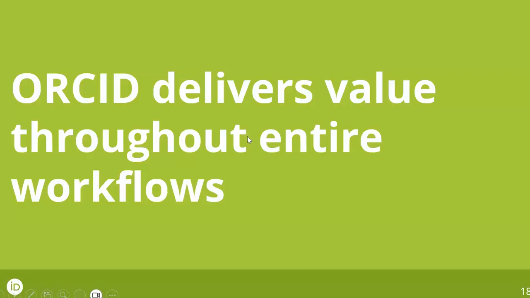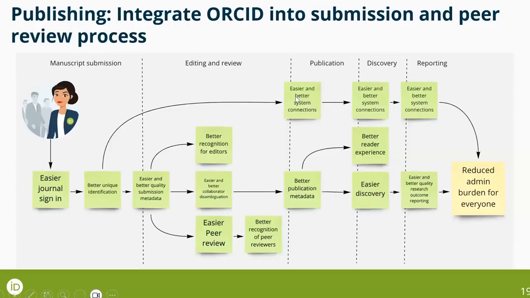So yeah. From now on, I'm going to share a bit more about using different workflows to demonstrate how ORCID delivers value. The first I want to talk about is publishing. I think publishing is definitely one of the most important for every researcher and for a lot of publishers that are very important stakeholders in the research ecosystem. So publishing integrates ORCID into the submission and peer review process. This is a diagram depicting a general publishing process from manuscript submission to editing, publication, discovery, and reporting.